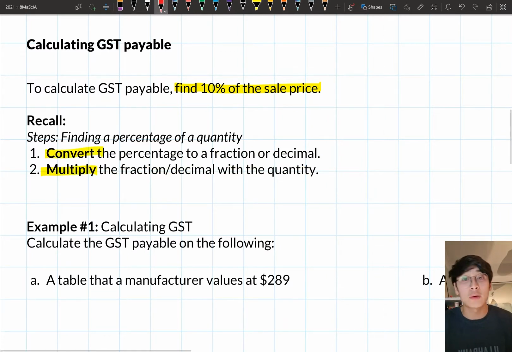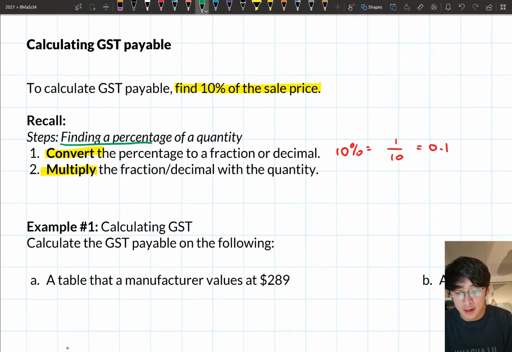And so here, because you're doing it with 10% every single time, your 10% just becomes 1 out of 10 as a fraction, or 0.1 as a decimal. And so when we're trying to find GST, we're just doing this operation of finding a percentage of a quantity. So let's go and actually have a go at doing this for a particular question.